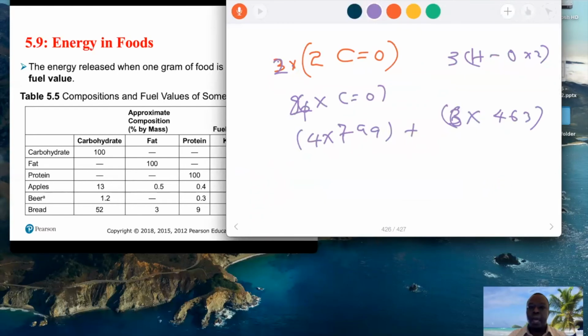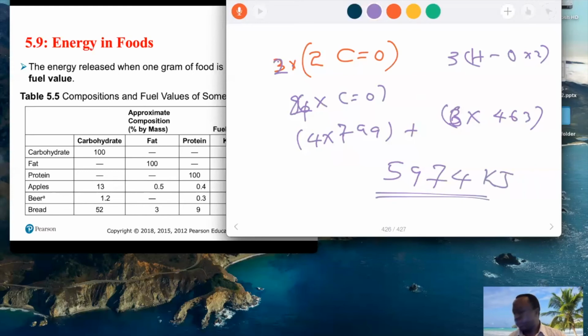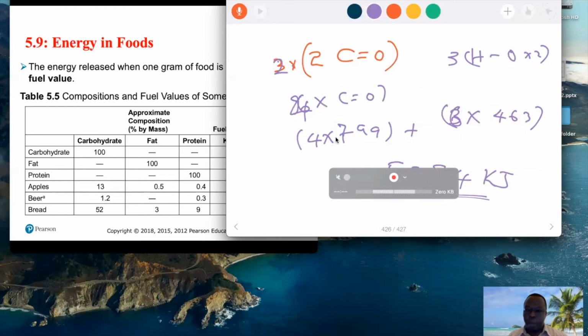So if I now add the 2, 4 times 799 plus 6 times 463. 463 is 5974 kilojoules. You got this, right? Yes. And yeah, there are some numbers which I wanted to explain here, where they're coming from.